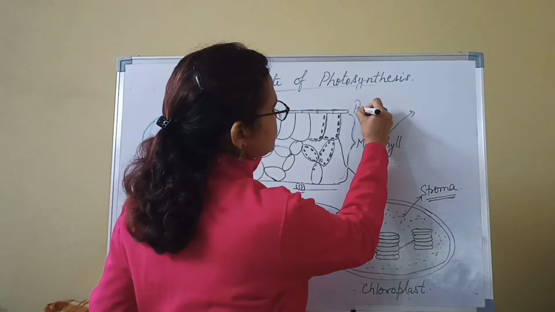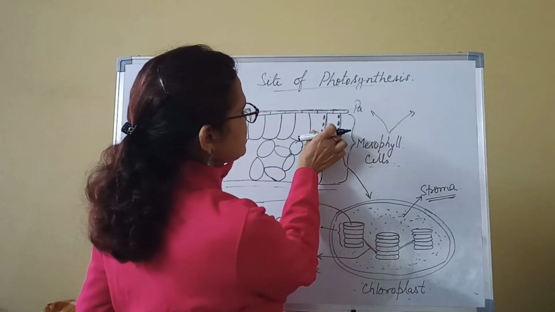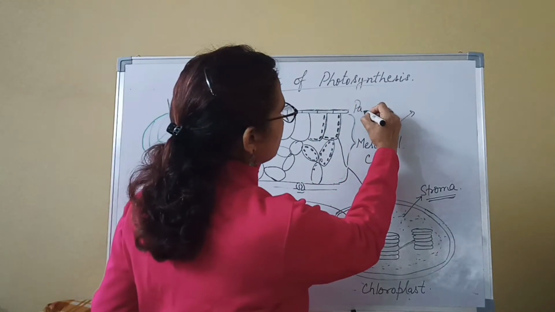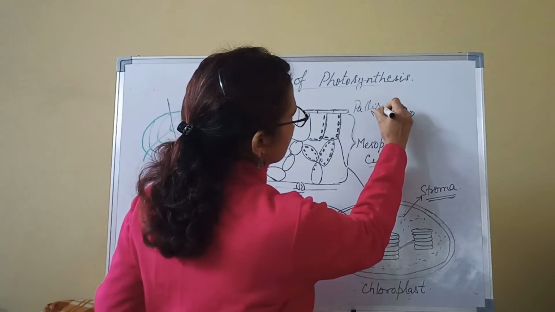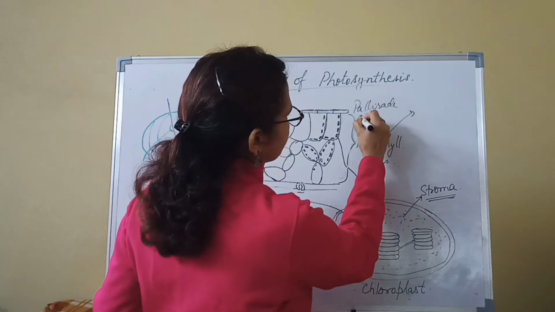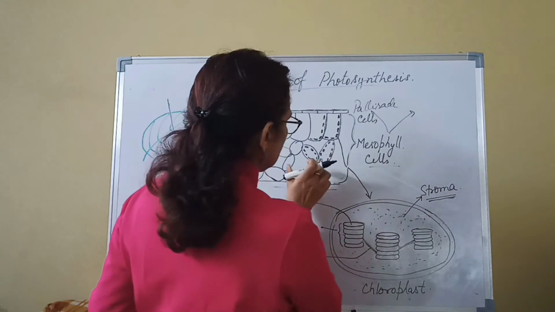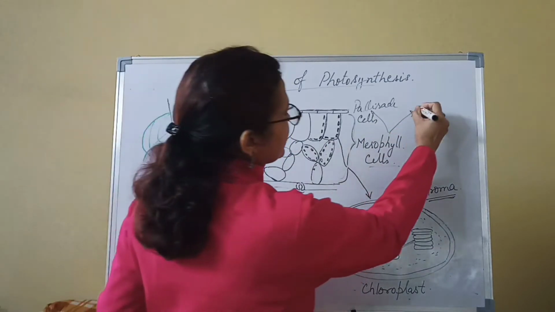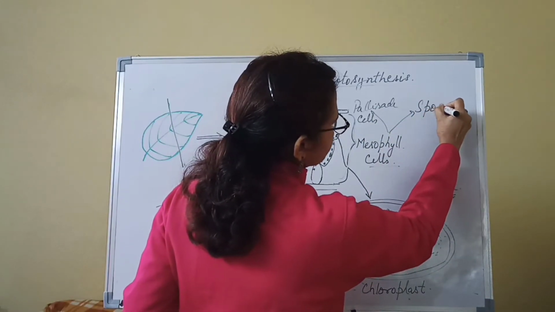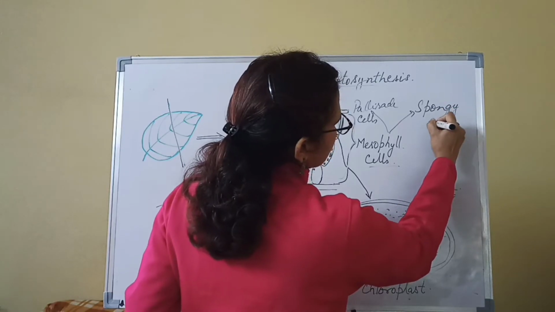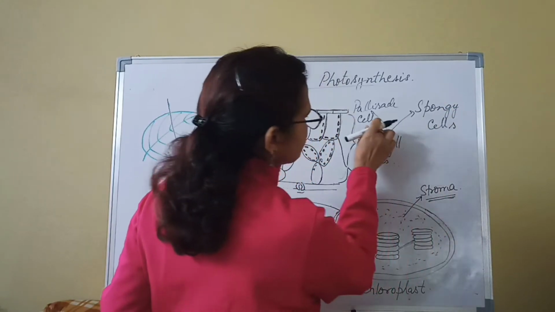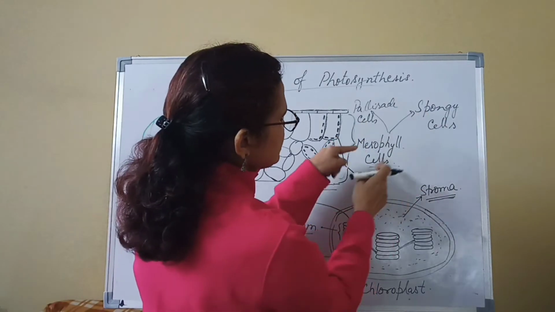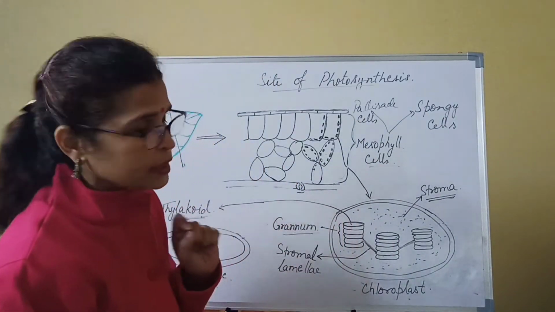The longitudinal cells, which are compactly arranged, are called palisade cells, and the loosely arranged cells are called spongy cells, which are present below the palisade cells, and these 2 cells are collectively called mesophyll cells.